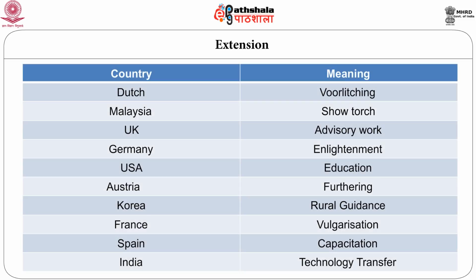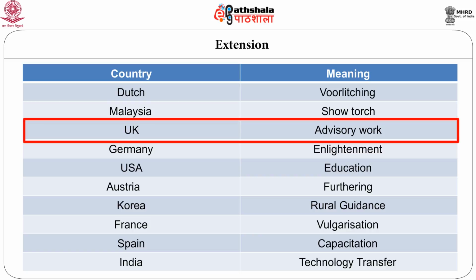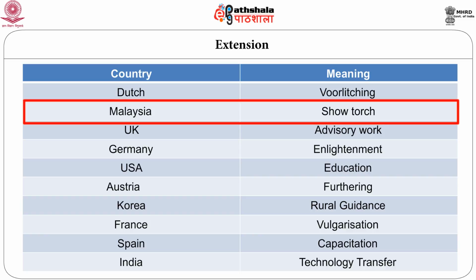Now, coming to the meaning of the term extension education in different countries. I will be giving you the examples of some countries. So, let us begin with the United States of America. In the United States of America, the connotation that they have given to the term extension is education. Even though we are using the phrase extension education in case of India, in the USA, extension means education, which serves the purpose of education as well as service. This is the meaning that they are attaching to the term extension in the United States. In the United Kingdom, it is advisory work, but in Malaysia, it is showing the torch or showing the pathway.